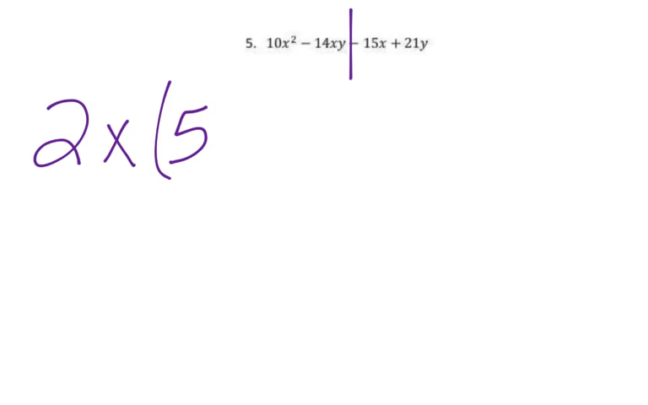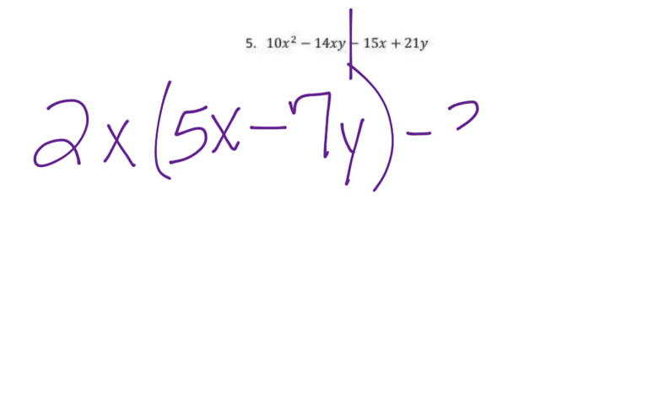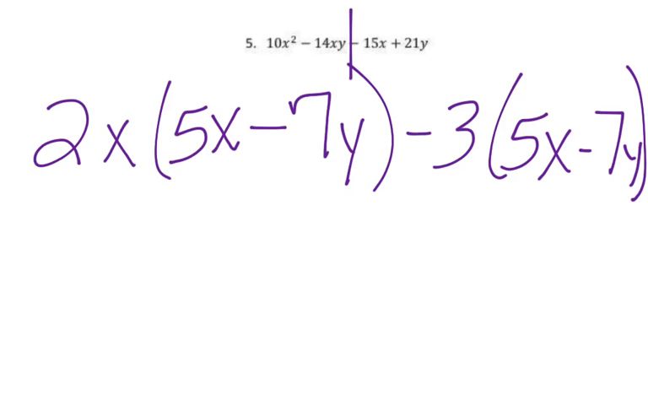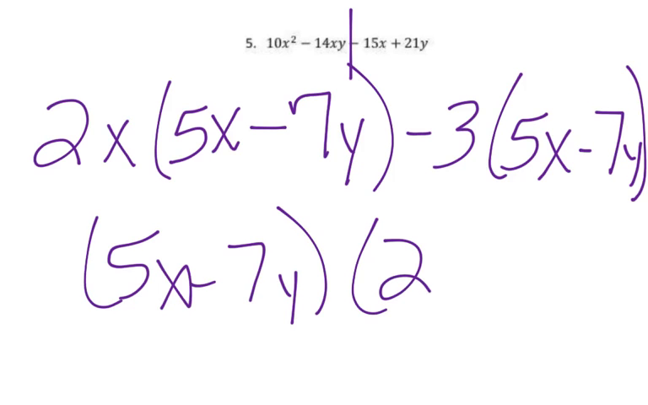Split it in half. They both divide by 2, and they both have an x. 10 divided by 2 is 5. X squared becomes x minus 7y. Bring down my minus. They both divide by 3. 5x minus 7y. It's minus because of that minus here. You got to change the sign. So 5x minus 7y and 2x minus 3 make up your answer.